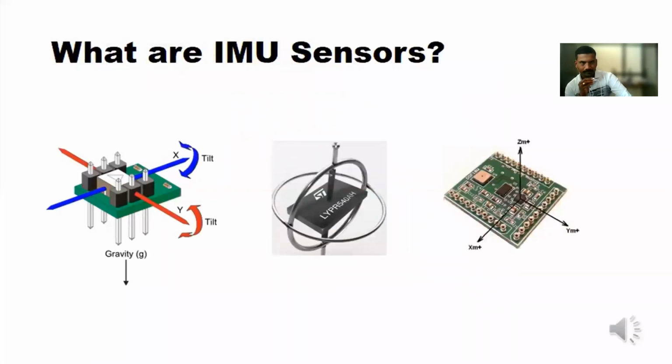To make the IMU, we need a combination of sensors like accelerometer, gyroscope, and magnetometer. These combinational sensors are also called IMU sensors.